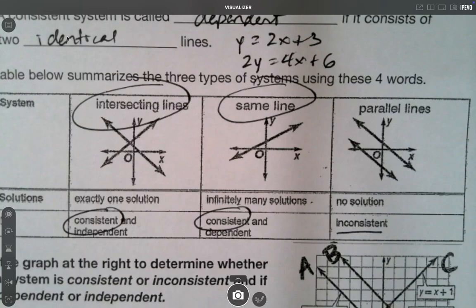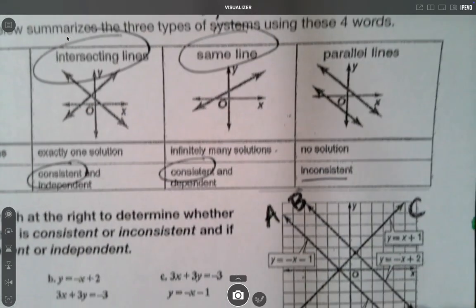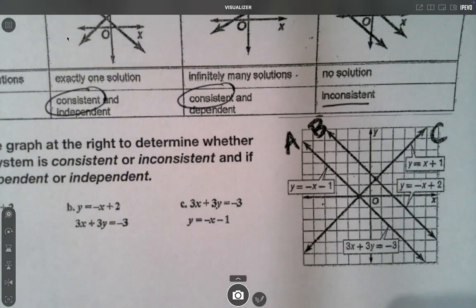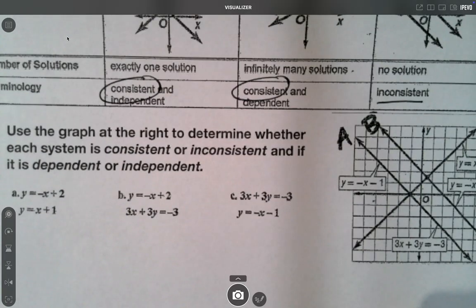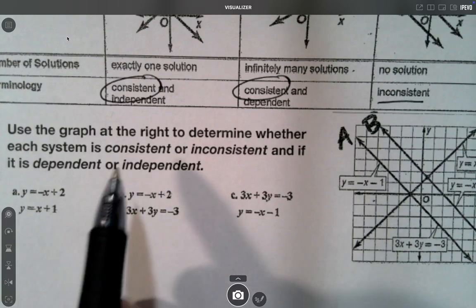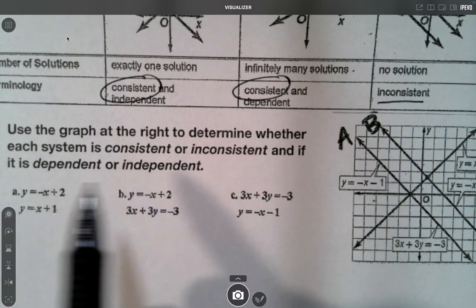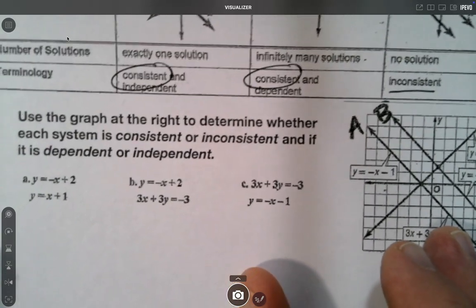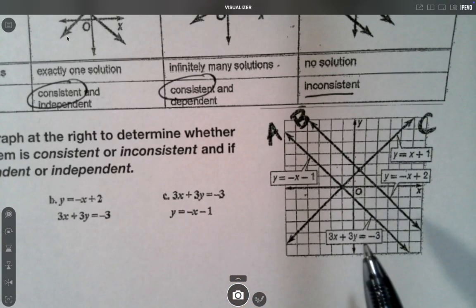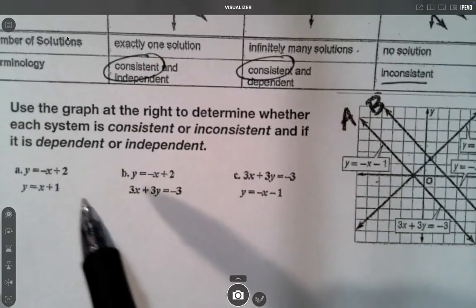Okay, so now we're going to just look at this graph right here and see if we can identify how we should call these things, whether they're consistent or inconsistent, and if it's consistent, whether it's dependent or independent. So we're just looking at the graphs right now. They've already done the graphing for us, so we're just trying to look and identify.